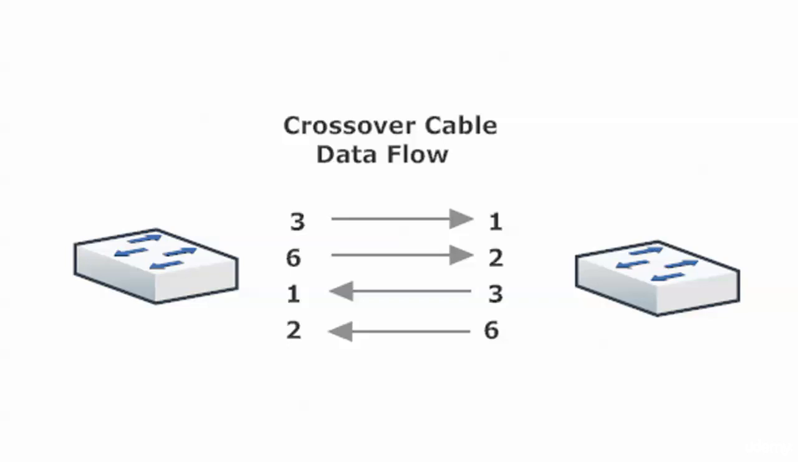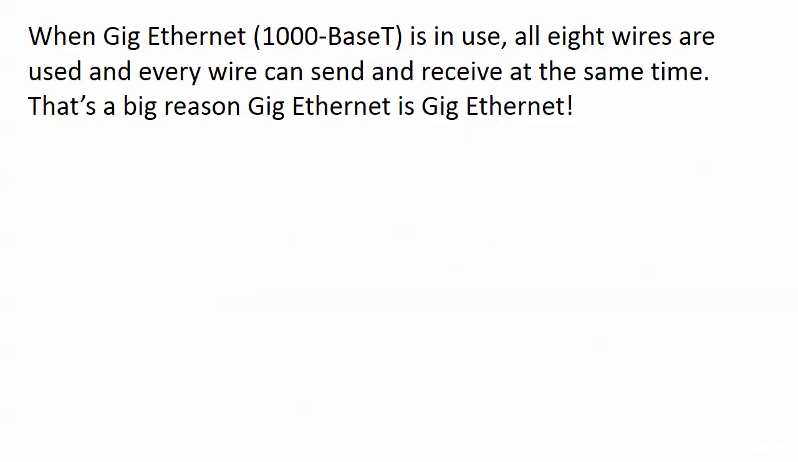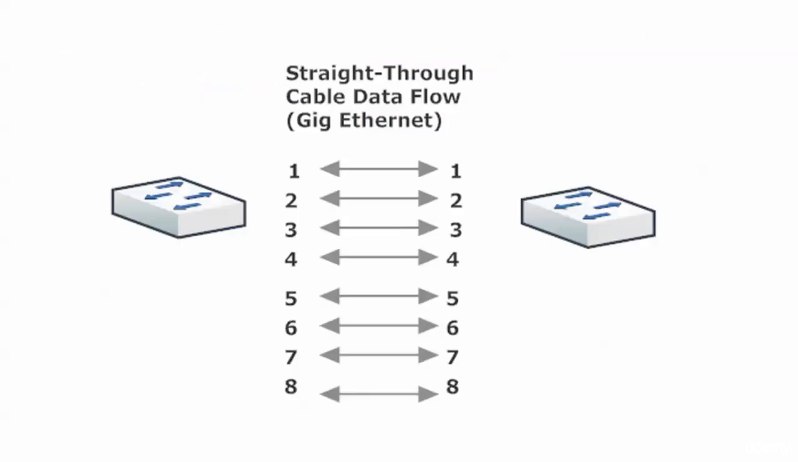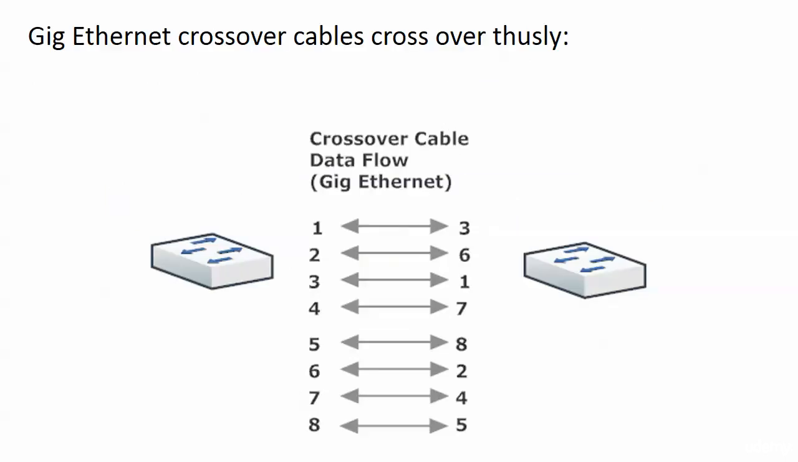That's the crossover cable. Now with Gig Ethernet, all 8 wires are used, and every wire can send and receive at the same time. That's 1000BASE-T Gig Ethernet, and that's a big reason that Gig Ethernet is Gig Ethernet to begin with. So not only with a straight-through cable are you using all 8 wires when it comes to Gig Ethernet, but there's also simultaneous send and receive on every wire. So you see how lightning fast that is as compared to Fast Ethernet and regular old Ethernet.